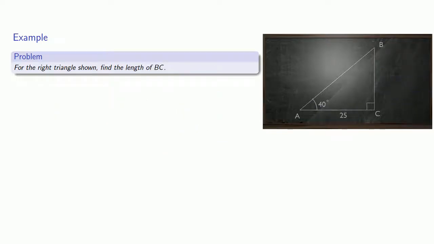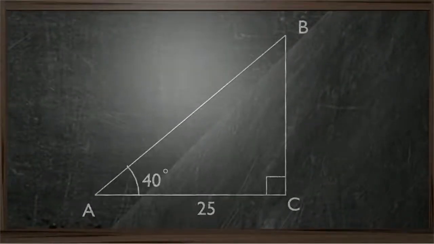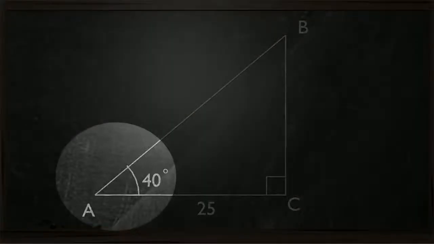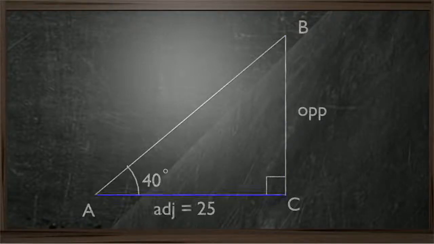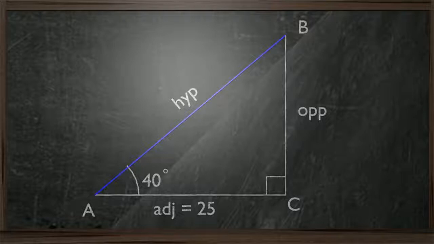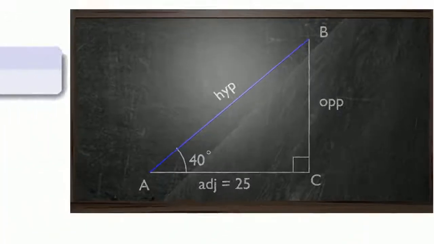As another example, suppose we have a right triangle and we want to find the length of one of the sides of the right triangle. So here, as before, we want to identify what parts we actually have. Notice that we have an angle here. And across from that angle will be the opposite side. The adjacent side will be one of the sides of the angle. And the hypotenuse is always across from the right angle. Being able to identify the three sides allows us to decide which of the trigonometric functions we're going to use.